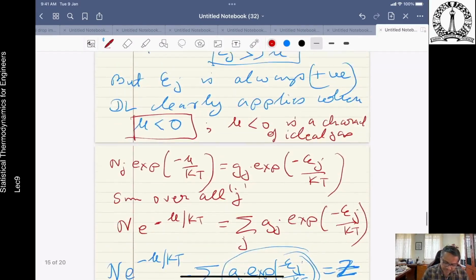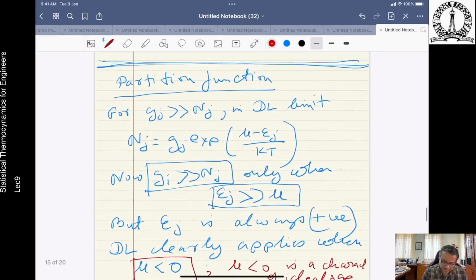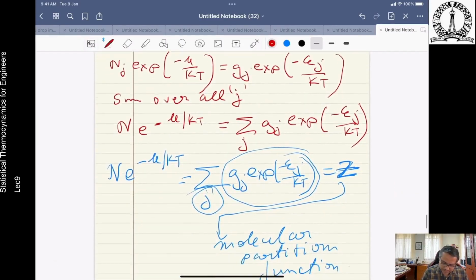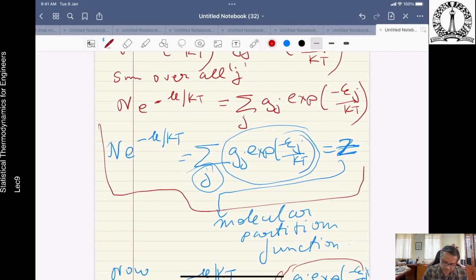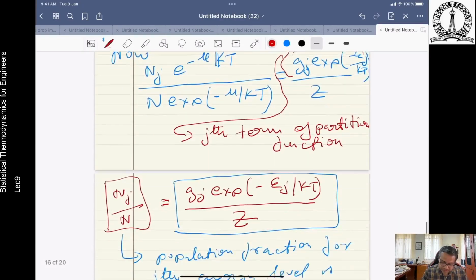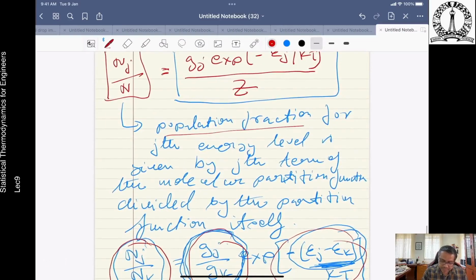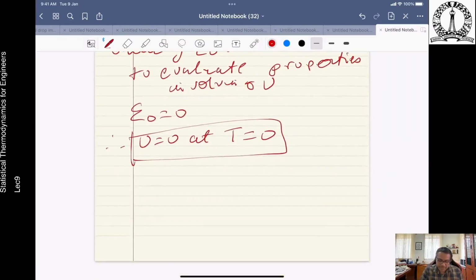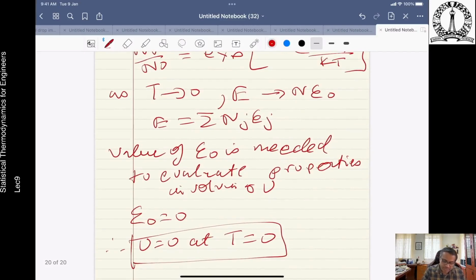And lastly, if you just recall what your partition function is, this is the definition of your partition function, and these are the terms of the partition function. The partition function can also represent a population fraction for the jth energy level. These are the different quantities that you have, and also note that at absolute 0, the internal energy is also equal to 0.